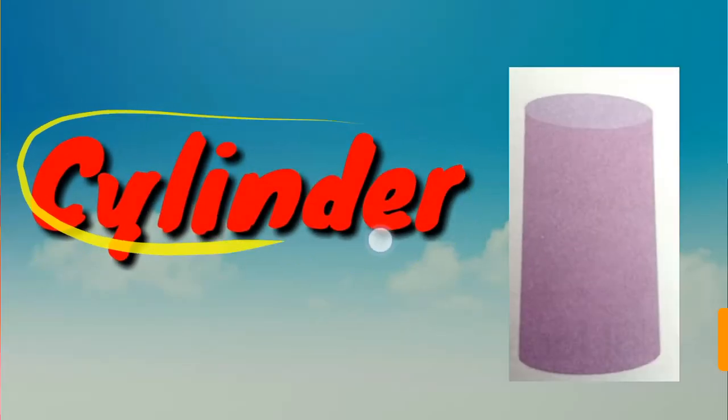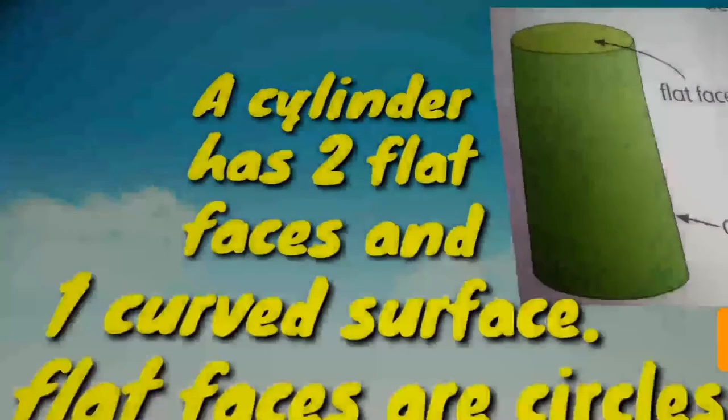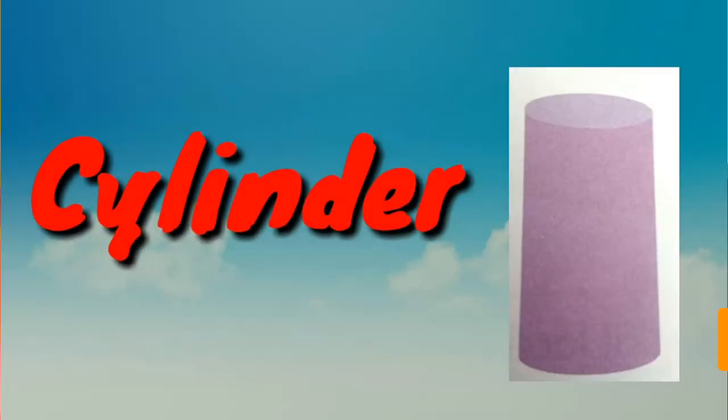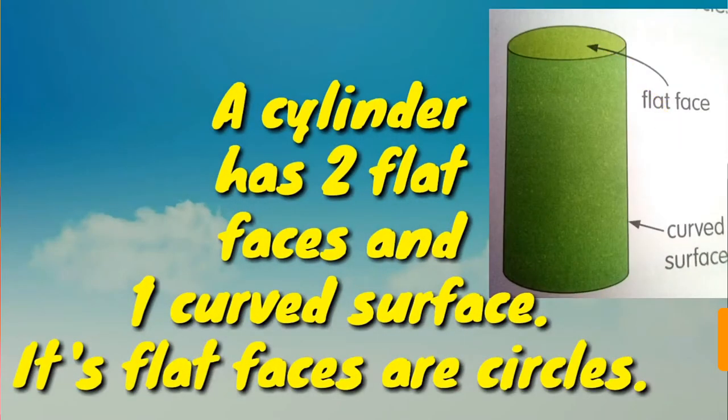Cylinder. Yes, this is the shape of a cylinder. You all have seen a gas cylinder at your home, so the shape of a cylinder is just like this. A cylinder has two flat faces. This one is one flat face and another one is at the bottom. And one curved surface. Are you able to see this one? This one is a curved surface.